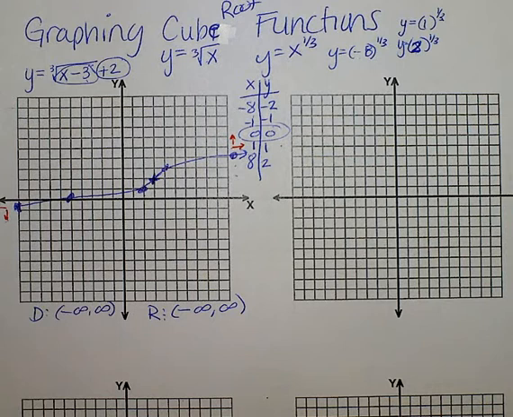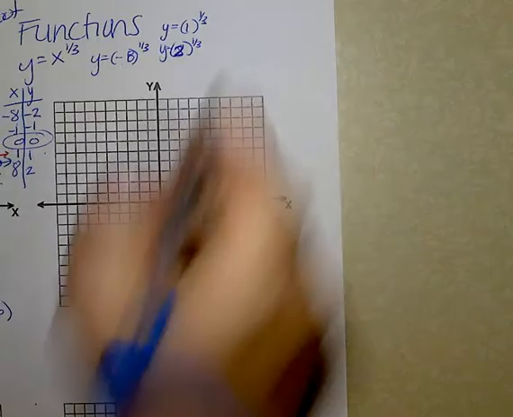Can you just give me an honest 1 through 5 how well you understood that? Okay, we're going to add a scale factor other than 1 in front.